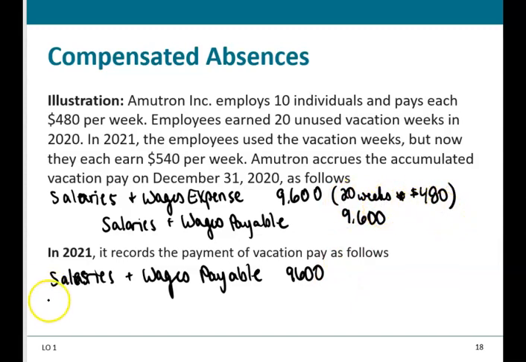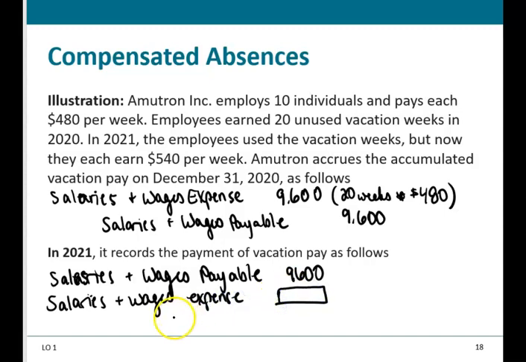Let's skip a line. Remember, we're going to have to record an additional salaries and wages expense because the amount that the company accrued, $480, is different than the amount that they have to pay out, $540. The difference is going to go to salaries and wages expense. So we increase that expense.